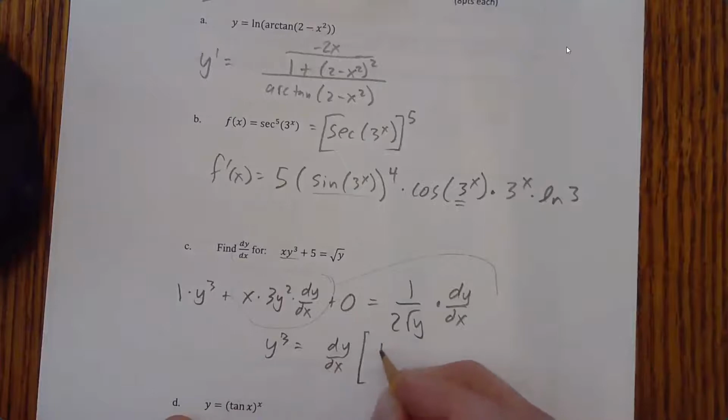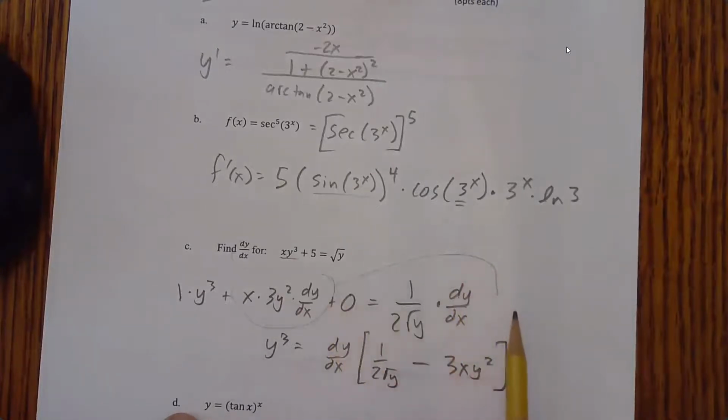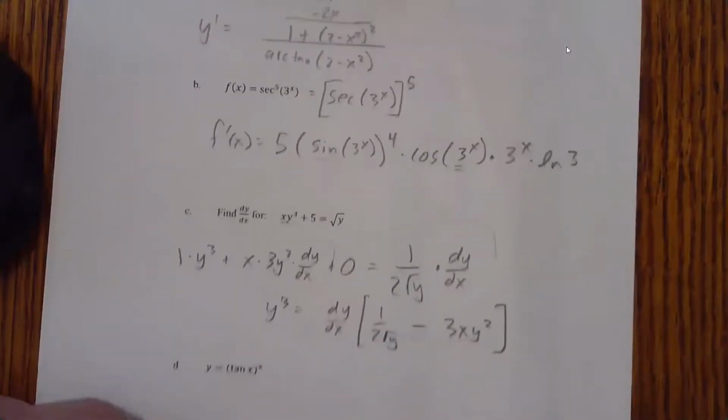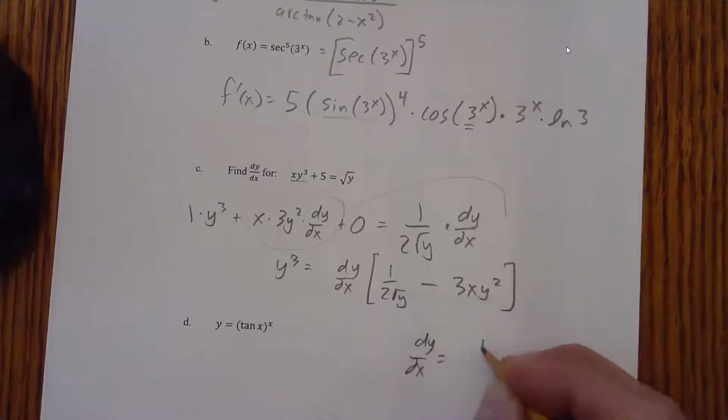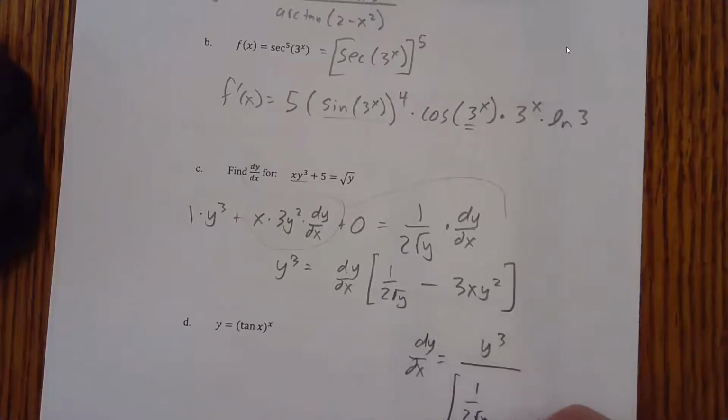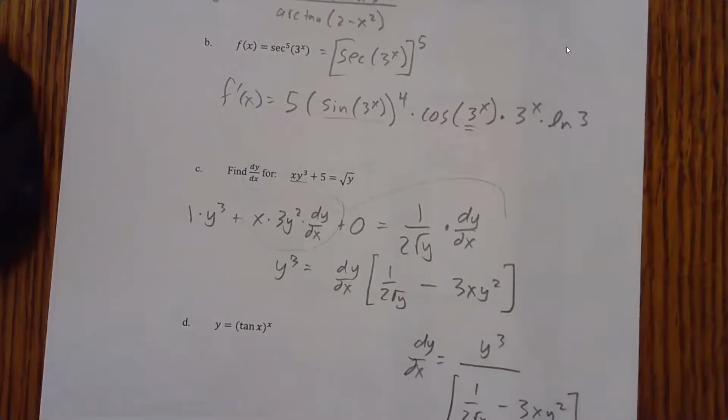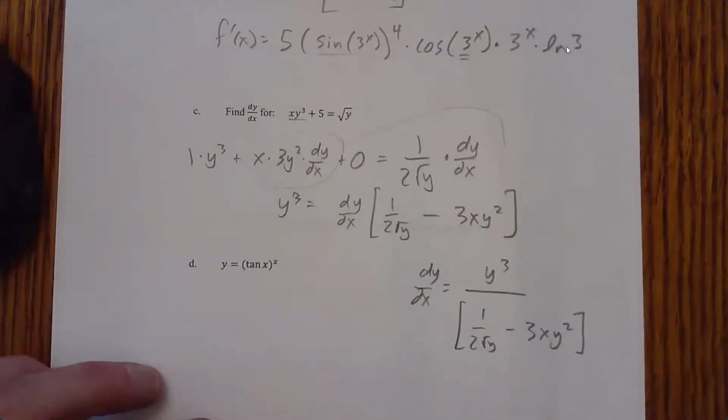And factor it out. Right, so I moved this piece over and then pulled the dy/dx out at once, and then I'm going to divide both sides to get this derivative here. So that's y cubed divided by 1 over 2 square roots of y minus 3x y squared. No simplification needed because we're not supposed to simplify.